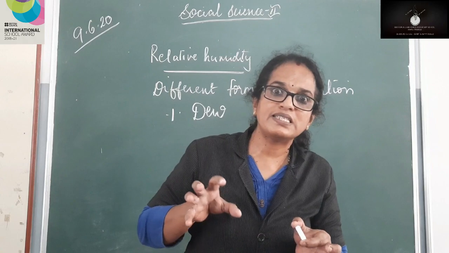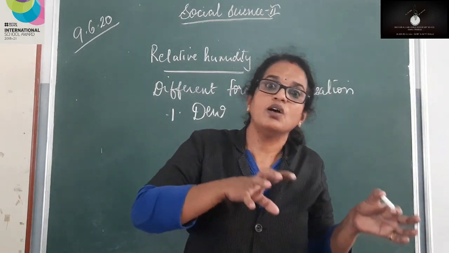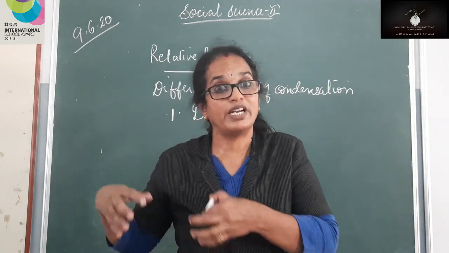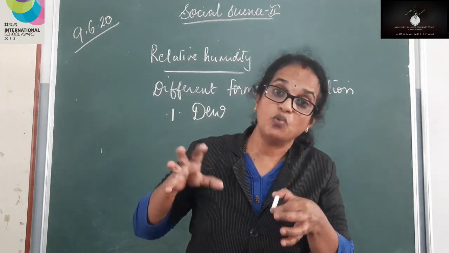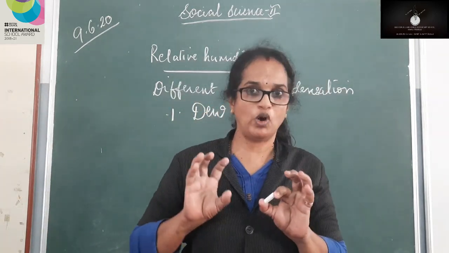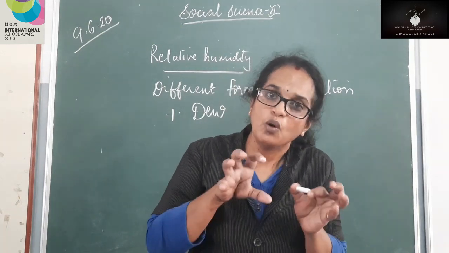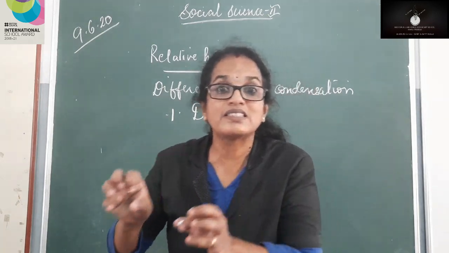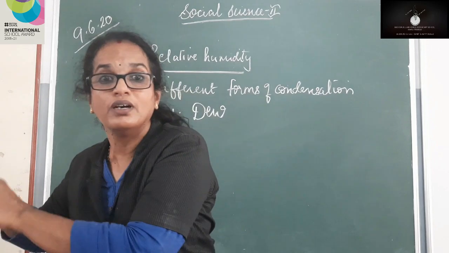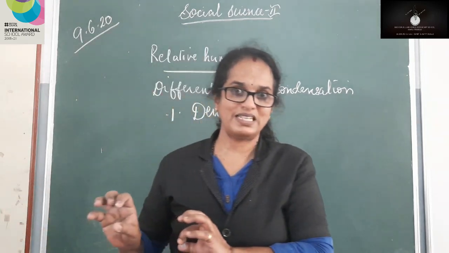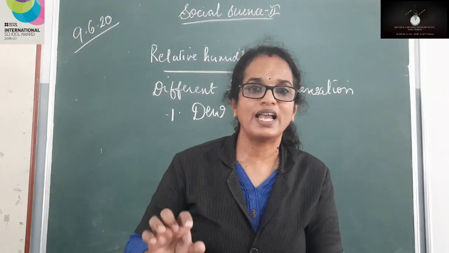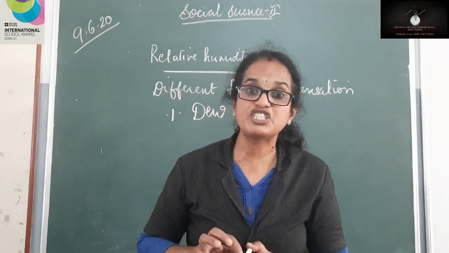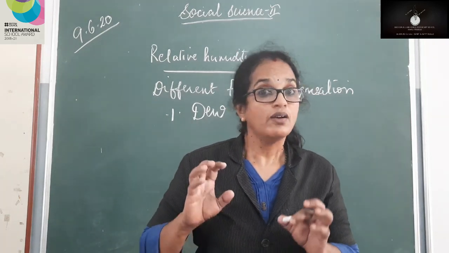Now what happens? The water vapor condensation has already taken place. Now this water vapor changes into water droplets. So the condensed water droplets will cling on to the cold surfaces during night time. This is called as dew. Is that clear, my dear children? What is dew?